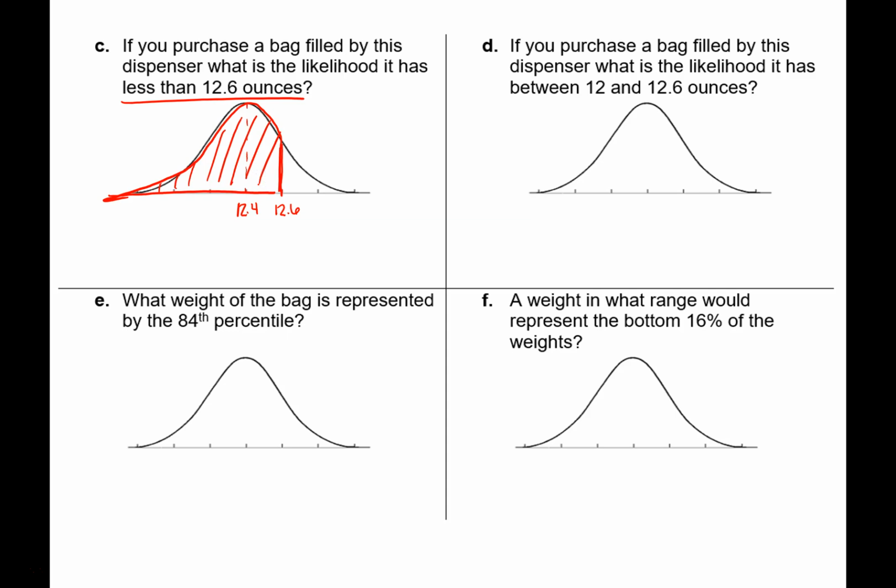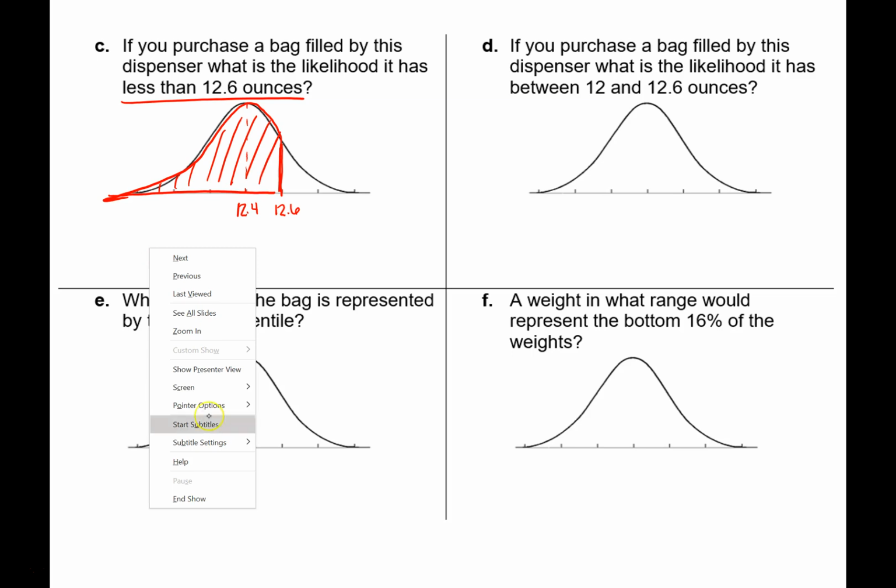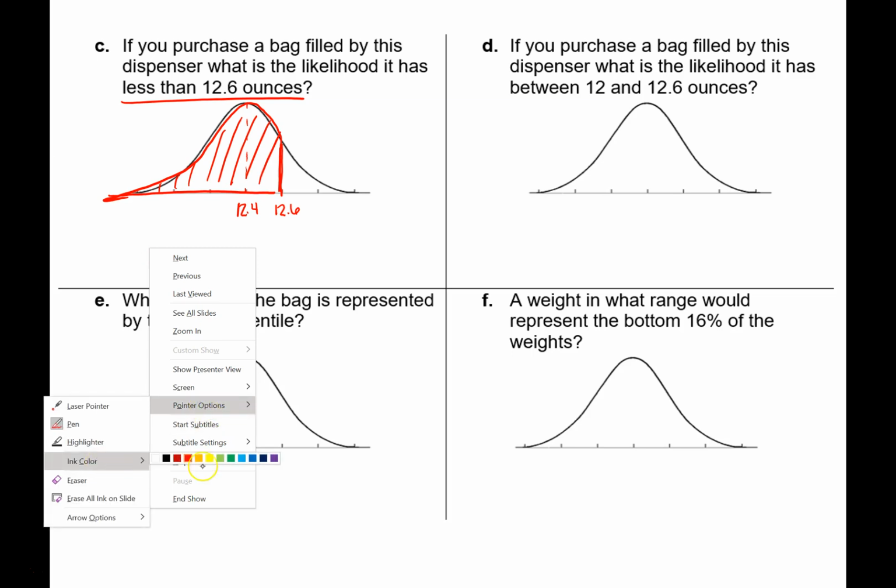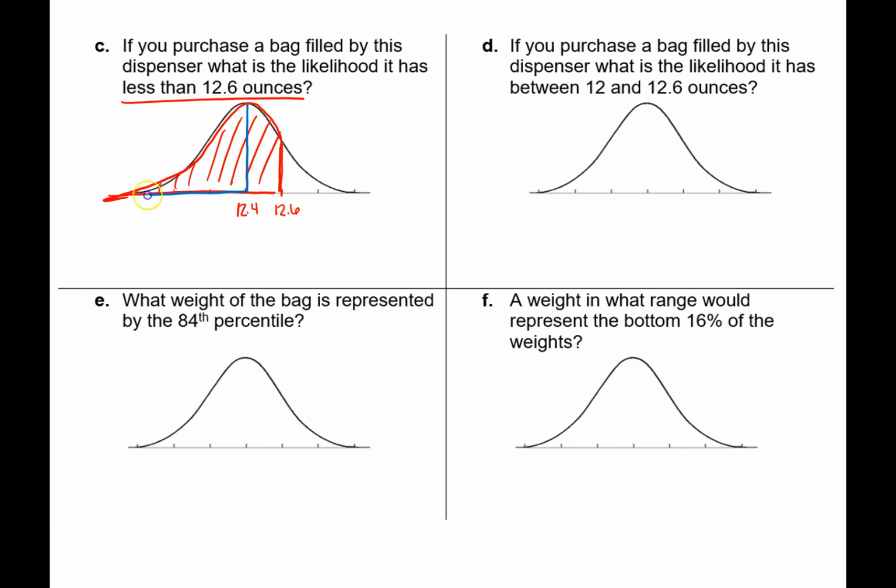So for this one, I think I'm going to use what I was doing in blue just a moment ago because I've got half of the graph shaded and then a little bit more, right? So I have 50% of the graph right here. So that's 50%. And then this section is one standard deviation away. So that's 34%. So I'm going to add the 50 plus the 34. That gets me the whole red shaded region, which is 84%. So I know that there's an 84% likelihood that I'm going to have less than 12.6 ounces.